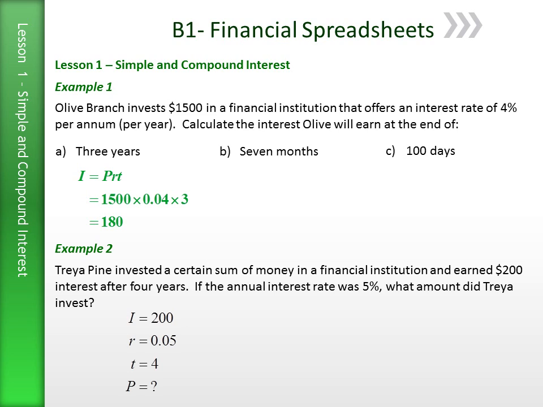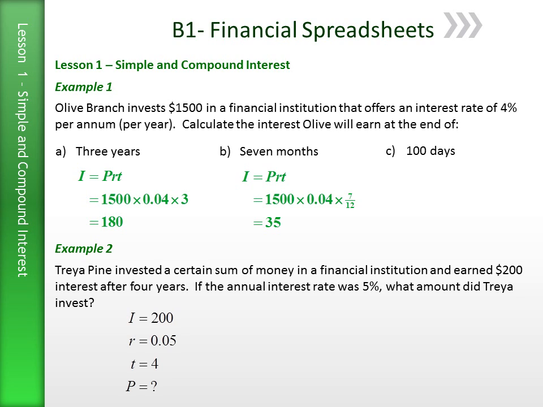For part B, we are going to look after 7 months. So again, we use the formula I equals PRT. Again, the principal is $1,500 and the rate is 0.04. But if you notice, the time is given in months. So if we think of it as the interest made in 7 out of the 12 months, so 7/12 is our fraction. And when we multiply those together, it would be $35.